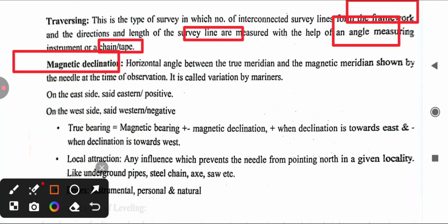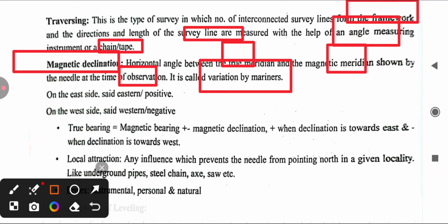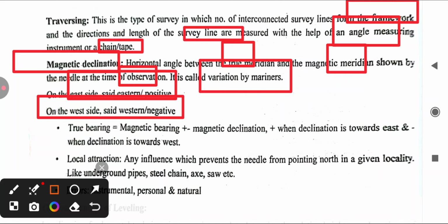Magnetic declination is the horizontal angle between the true meridian and the magnetic meridian, as shown by the needle at the time of observation. It is also called variation by mariners. On the east side it is said to be eastern, positive. On the west side it is said to be western, negative. True bearing equals magnetic bearing plus or minus magnetic declination: plus when the declination is towards the east, minus when the declination is towards the west.